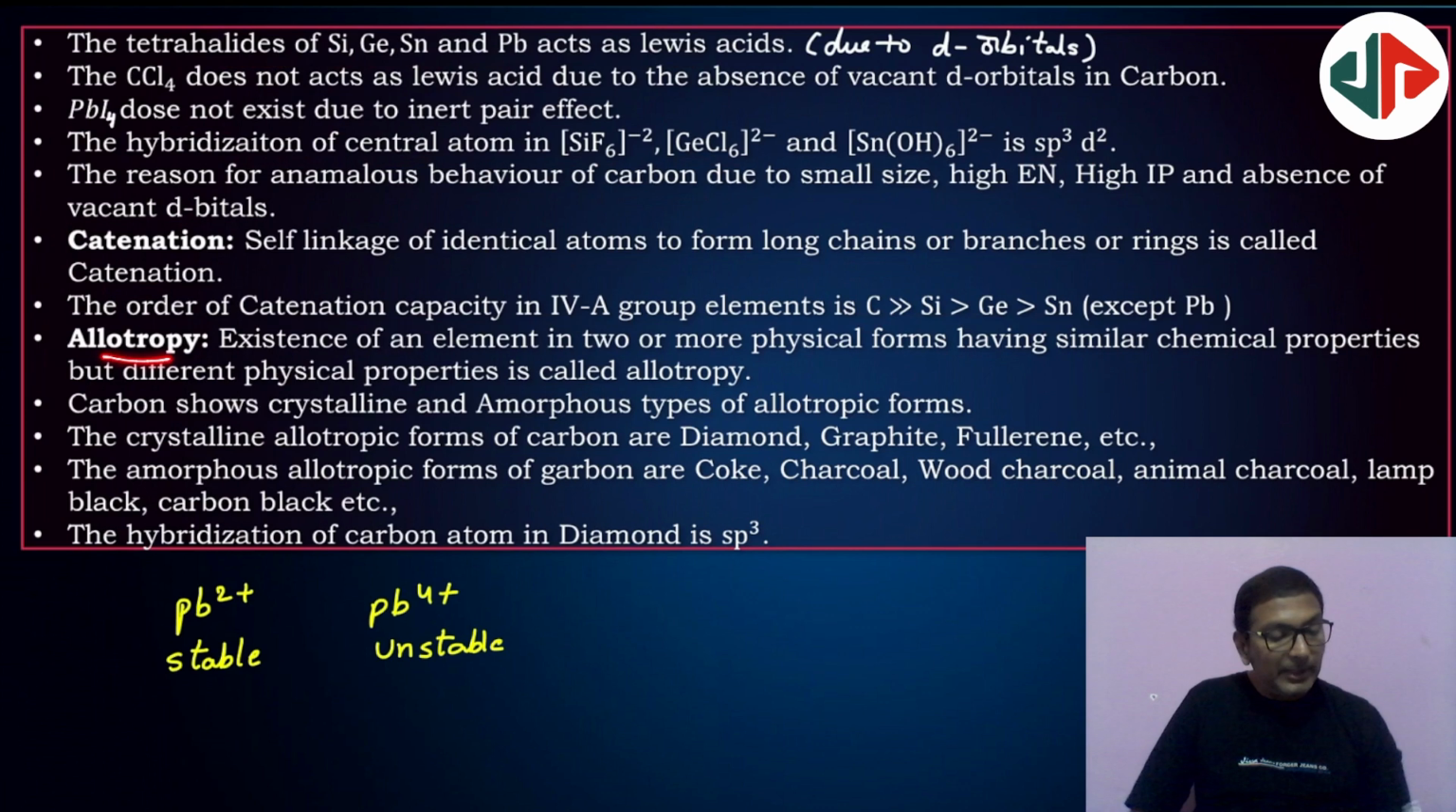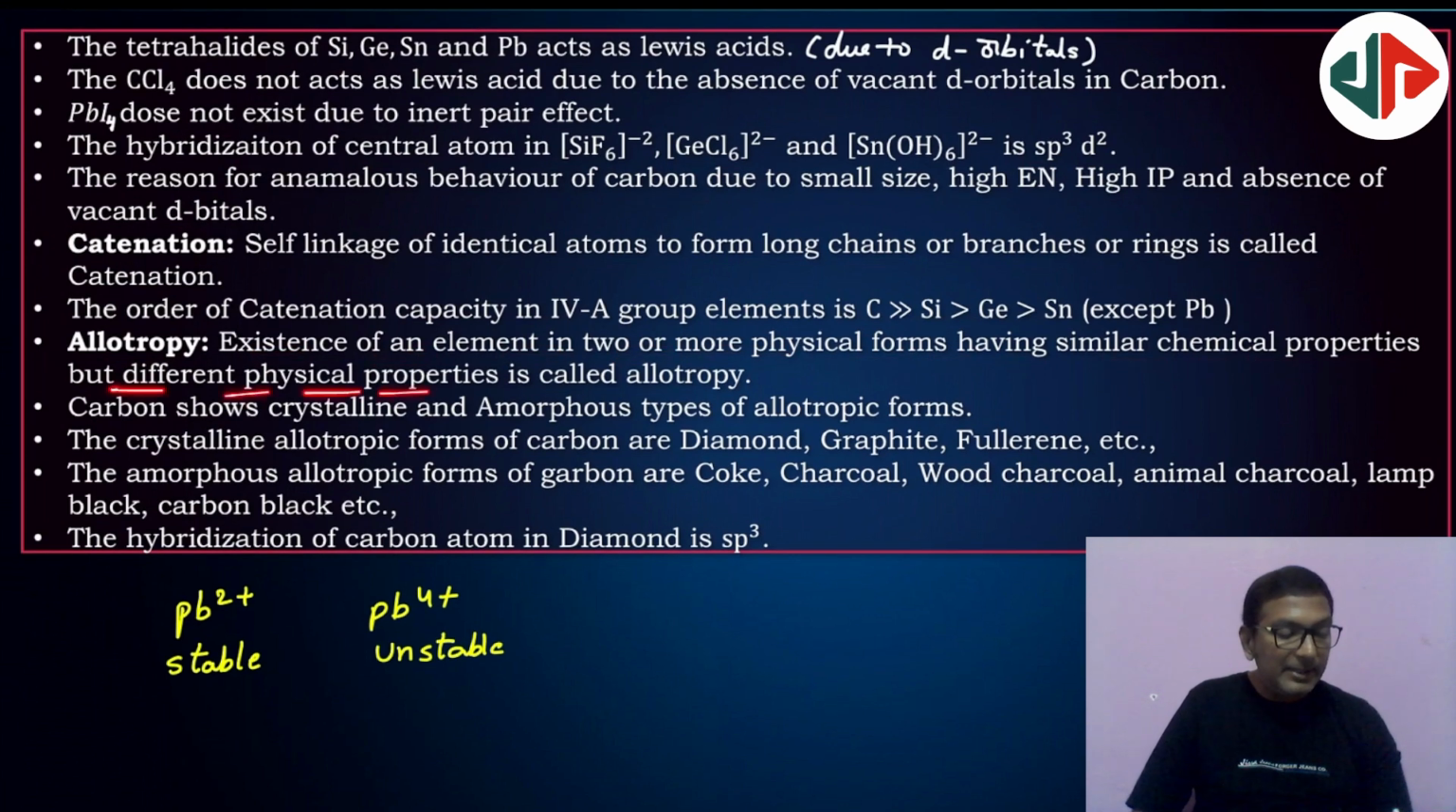Allotropy. Allotropy means existence of an element in two or more physical forms having similar chemical properties but different physical properties. Very very important. So for carbon, two types of allotropes are possible: crystalline and amorphous. Crystalline allotropic forms are diamond, graphite and fullerenes.